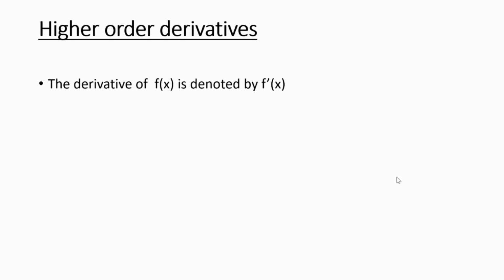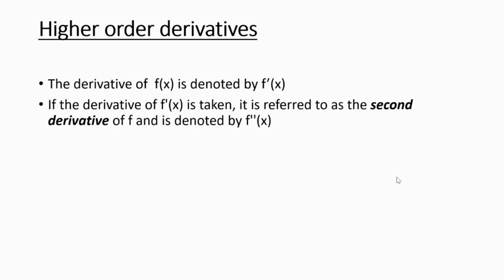So, higher order derivatives. Let's start with that. The derivative of a function is denoted by f prime of x. You know that. If the derivative of f prime of x is taken, then we're going to refer to that as the second derivative of f, and it's denoted by f double prime of x. So you can see where I'm pointing on the screen there. The f prime of x is your first derivative. If you take a derivative of the derivative, then it's referred to as a second derivative, and we refer to that as f double prime of x.